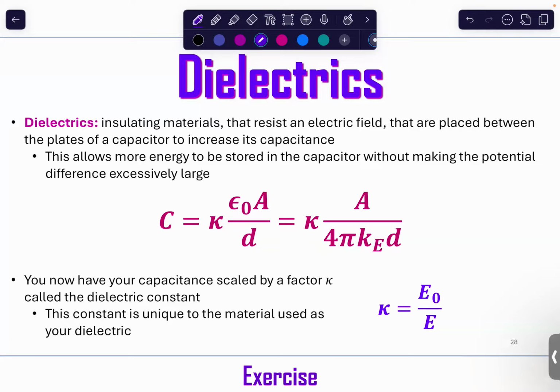But your dielectric constant will be unique to your material, which means if you have to use it in a problem, how do you figure it out? Yep, you're gonna have to look it up. Every dielectric material has its own individual dielectric constant. So you'll just look that up and you'll use it. So your capacitance will be increased by a factor of your dielectric constant.